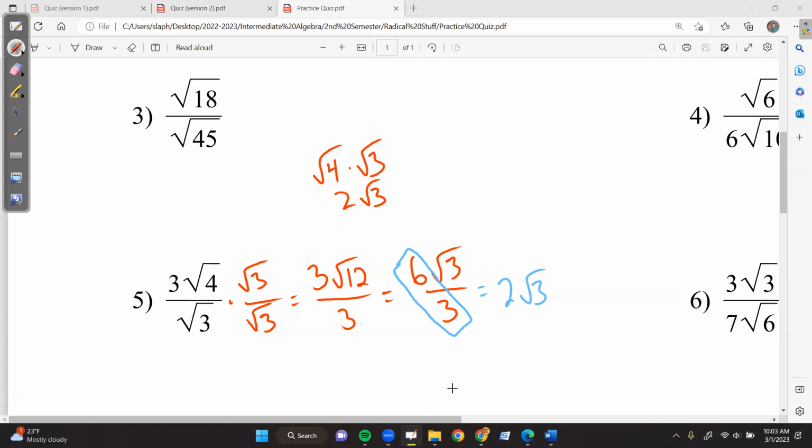Last one of this section, thank goodness. Woo-wee.